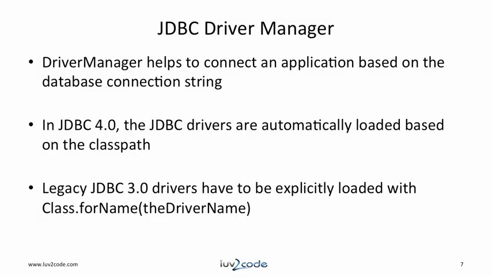Another key player is the driver manager. The driver manager helps connect an app to a database based on a database connection string. The current version of JDBC is 4.0. With this latest version, the driver manager will automatically load drivers that are in the application's class path, so there's no additional work required to load the driver. However, there are some legacy JDBC 3.0 drivers, and they have to be explicitly loaded with Java code. So you may see some code out there with Class.forName. That's legacy code. We no longer need that with JDBC 4.0.